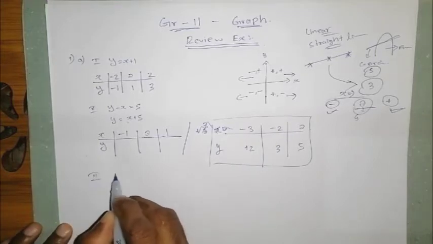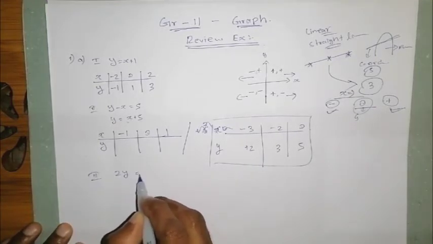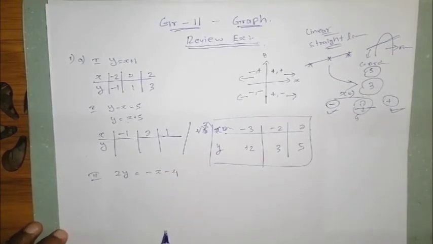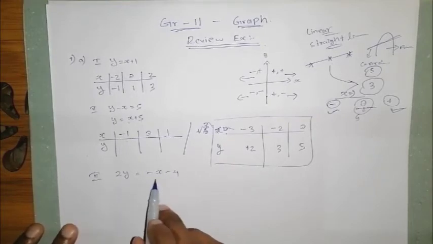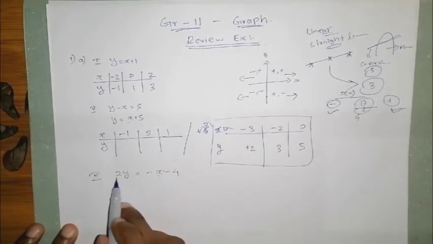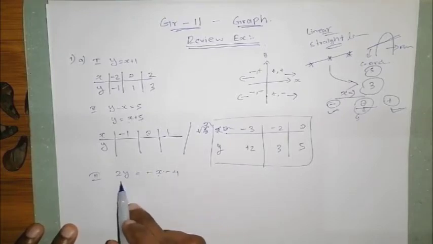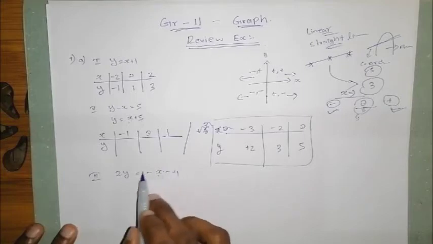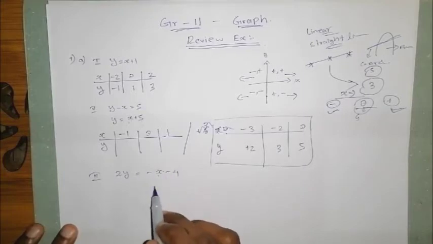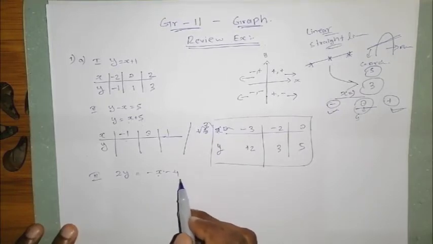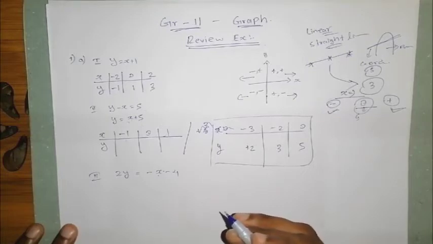Okay, third part, 2y equals minus x minus 4. Consider this equation. If we substitute any values for x, after the addition or subtraction, you have to divide the value by 2. So it is easier to divide by 2 if the result from this minus x and minus 4 is an even number. We can do the working fast.